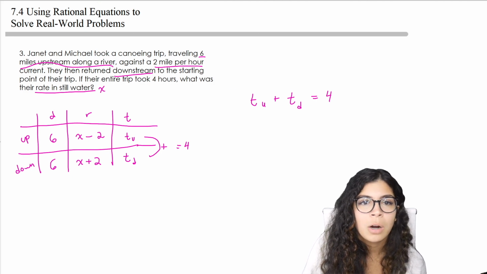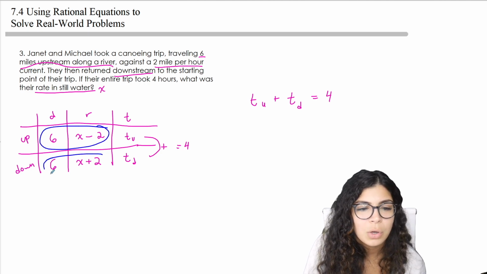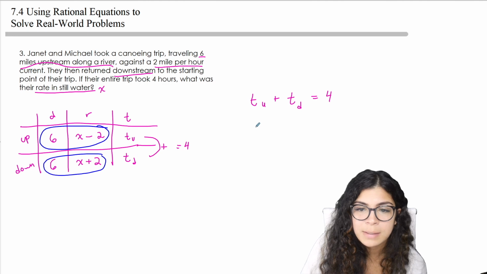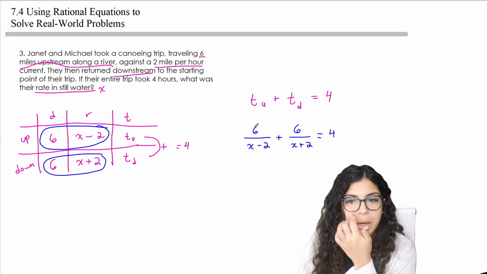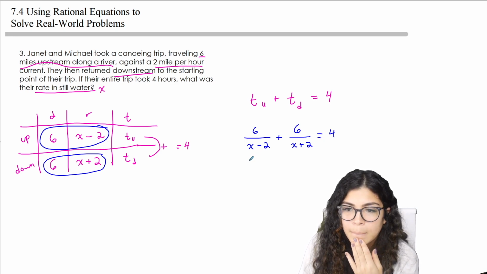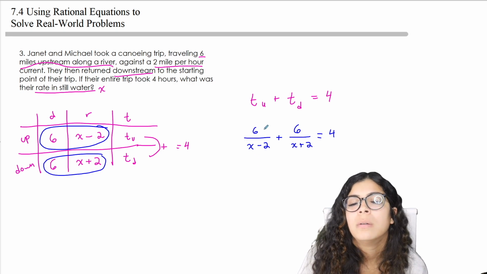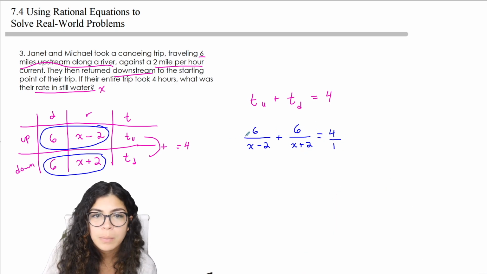So let's make our relationship. Time is distance divided by rate. So the time upstream would be 6 over X minus 2. The time downstream would be represented with 6 over X plus 2, and that will add up to equal 4. Okay? Now, we could do this many different ways. Let's go with combining these two fractions, and then we can have a proportion and cross multiply. So I'm going to go ahead and combine these two fractions.